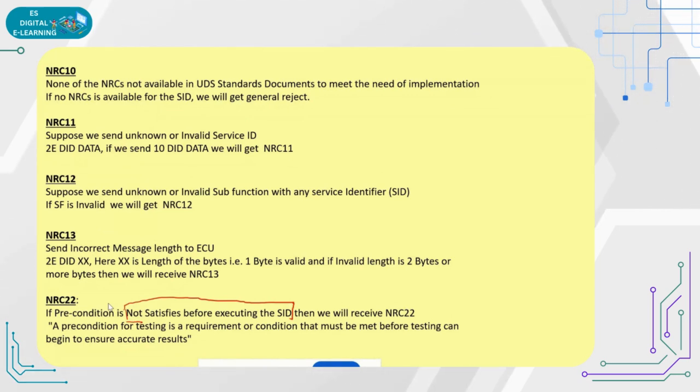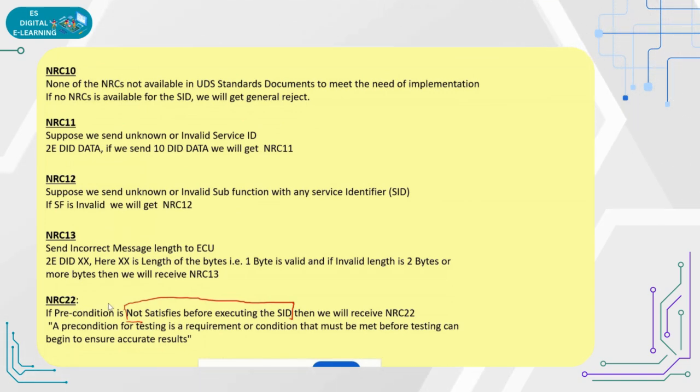We need to do a few things. If you are not doing it in sequence, we'll get NRC 22. Okay, so the precondition is not met. The first point, which is very important: if the precondition is not satisfied before executing the service ID, we'll get NRC 22.